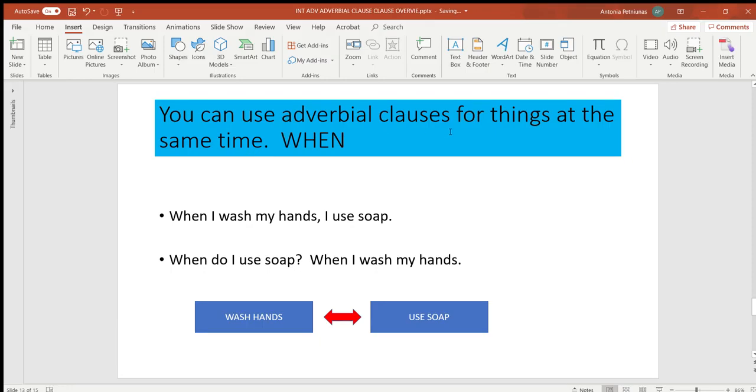You can use adverbial clauses for things at the same time with the word when. When I wash my hands, I use soap. When do I use soap? When I wash my hands. Same time, I'm washing my hands, I'm using soap. When. Okay.